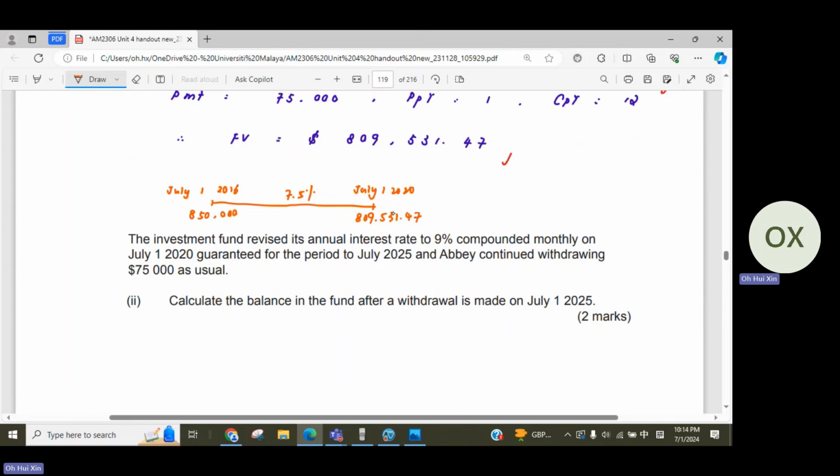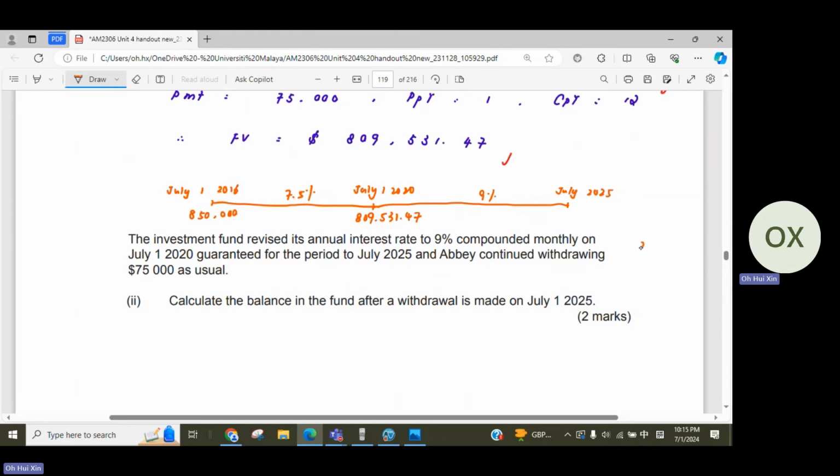So now the question said that from July 1st, 2020 until July 2025, it will be under the percentage of 9%. And the same thing, Abby is going to withdraw 75,000 for each year. So that's why the CPY and PPY are still the same. The only thing that's different is the interest rate. Because we are talking about different stages, when you are doing 9%, you need to start from, like, this is where your 0 is already. Then after that, this is where your PV is. So this is where your second stage starts.